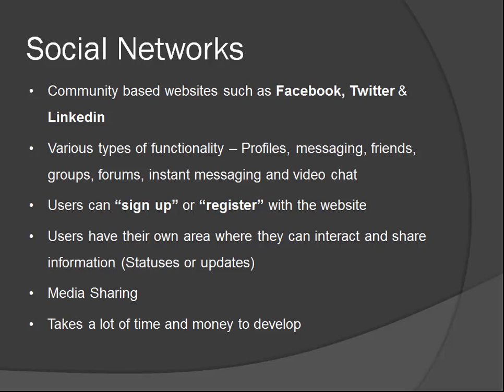Okay, social networks. I'm sure everyone knows what this is. Facebook, Twitter, LinkedIn, and different social networks have various types of functionality. Some of the most common are profiles, some kind of messaging system, friends, and groups. For instance, Facebook has groups, LinkedIn has professional groups, and then there are forums, which are less popular than they used to be, instant messaging, and video chat. That's not all of them, but those are some of the most common types of social functionality.